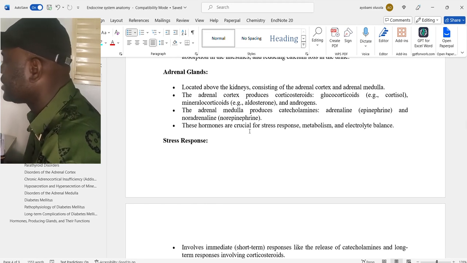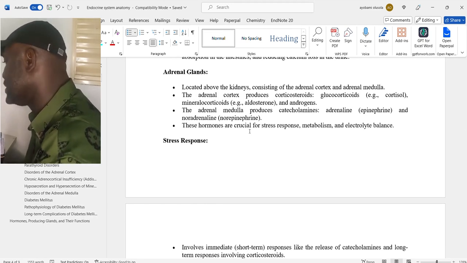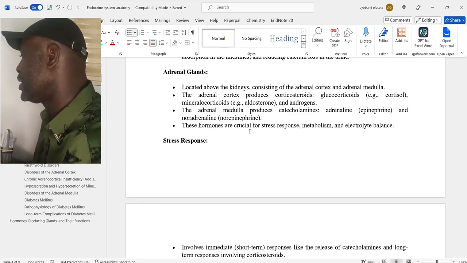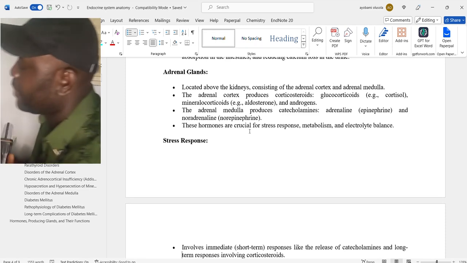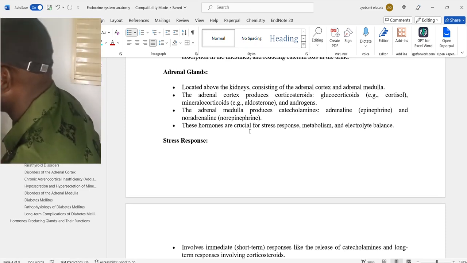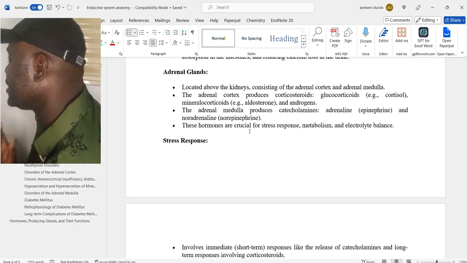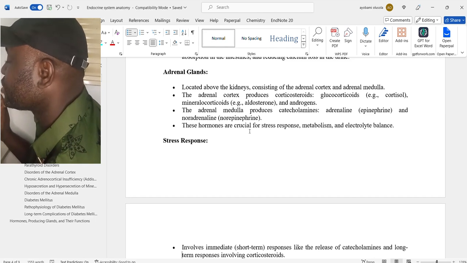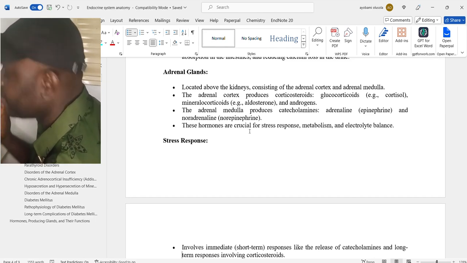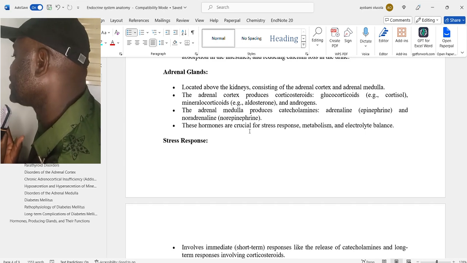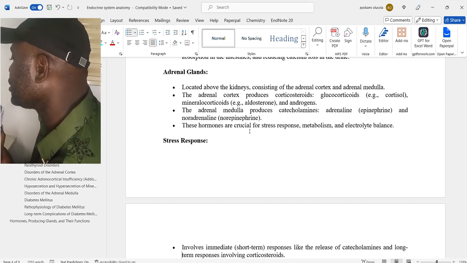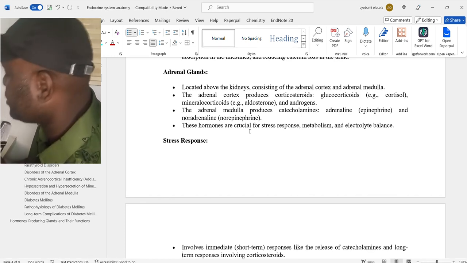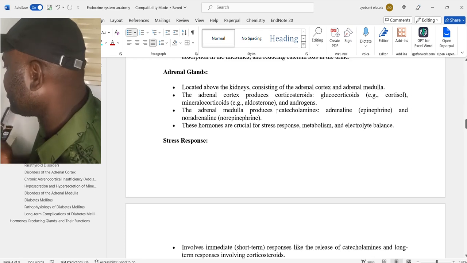The adrenal glands. The adrenal glands are located above the kidneys. There are two kidneys, so we have one adrenal gland on top of one and another adrenal gland on top of the other. The adrenal gland consists of the adrenal cortex and adrenal medulla. These two different regions of the adrenal gland produce different hormones. The adrenal cortex produces corticosteroids, glucocorticoids. So adrenal cortex, then corticosteroid or glucocorticoid.